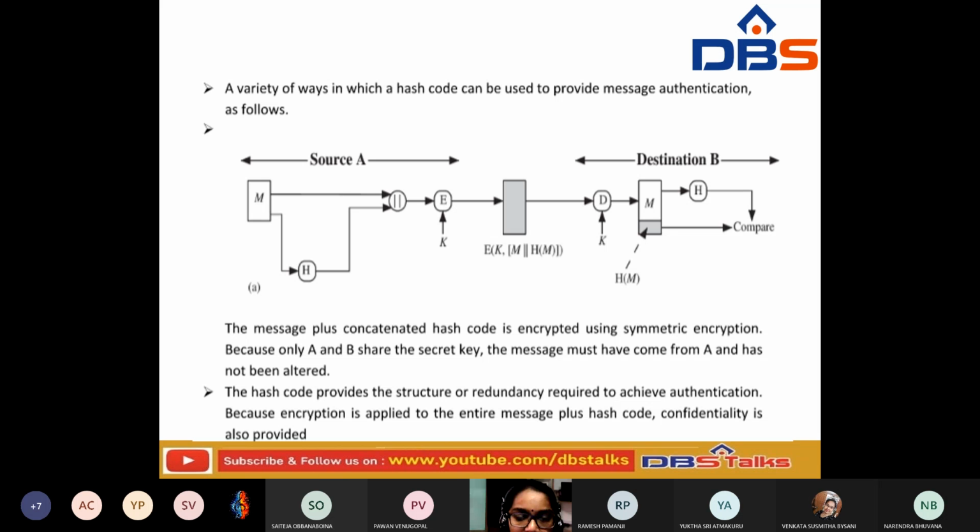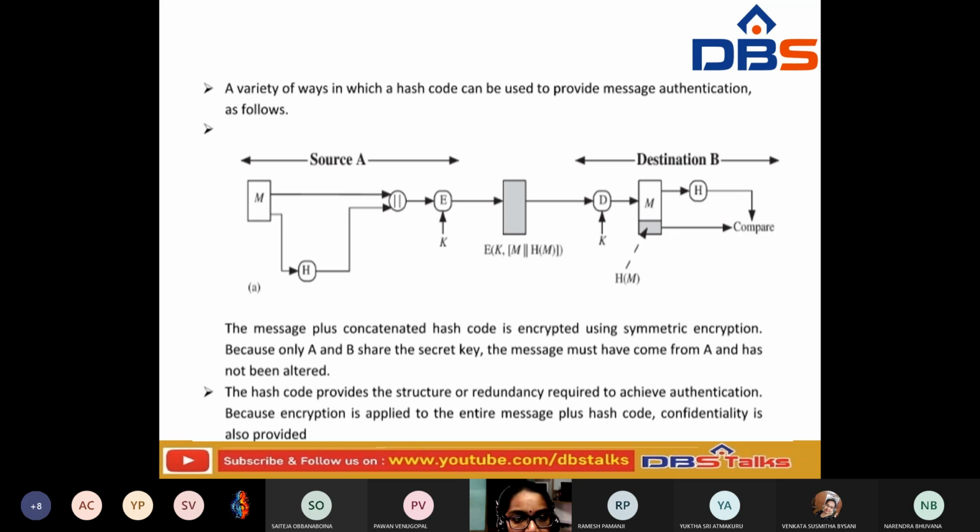If you observe these multiple ways, you can get an understanding of how we send this hash code to a receiver. There are a variety of ways in which the hash code can be generated to provide message authentication. To provide message authentication, how many types of hash codes are we going to generate here?